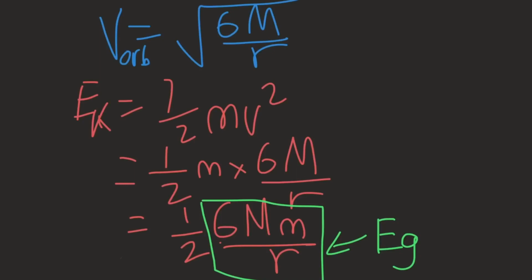So what can we infer from this? From this we can infer that the kinetic energy is equal to negative 1/2, since there's no negative over here, of the gravitational potential energy.